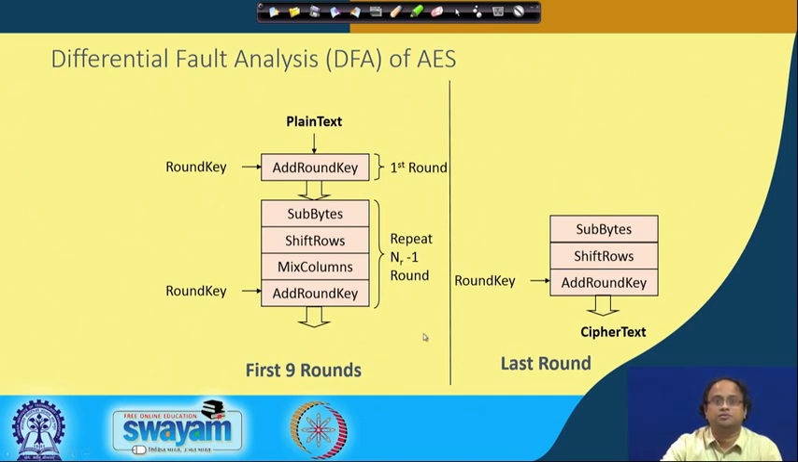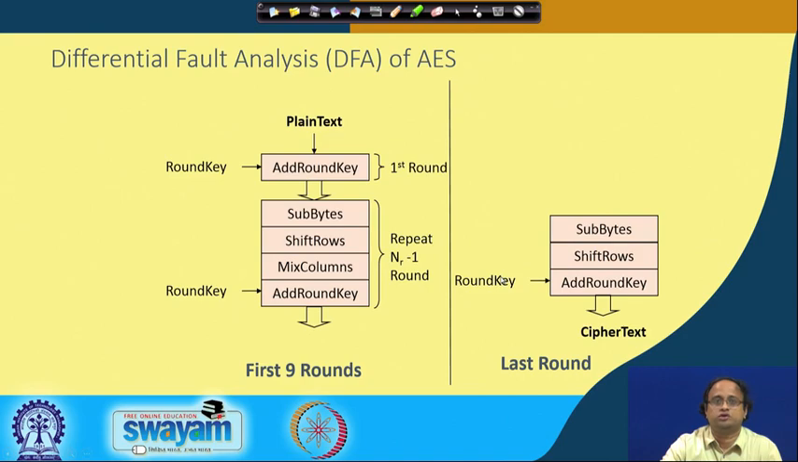So, here is a quick recapitulation of what AES does. We have already seen this. In particular, we are talking about AES 128, but that is without loss of generality. It can be applied to other variants of AES and also other kinds of block ciphers, of course, you have to fine tune it to that algorithm. So, if I take a plaintext and do an add round key, and then do 9 rounds with sub byte, shift rows, mix columns, and add round key as the round constituents, and then in the final last round I just do a sub byte, shift row, and add round key.